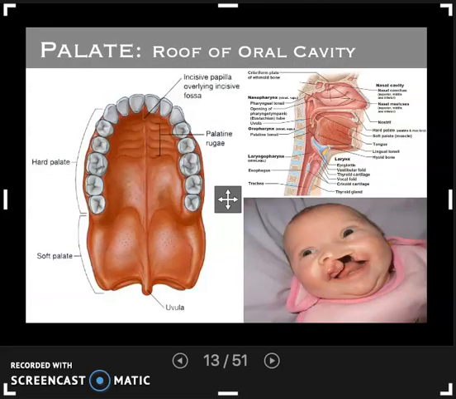So here's another diagram of the palate. Remember, those palatine rugae are associated with rolling the food in concert with your tongue up into a ball. And down bottom, you can see just how problematic a cleft palate can be for a baby.